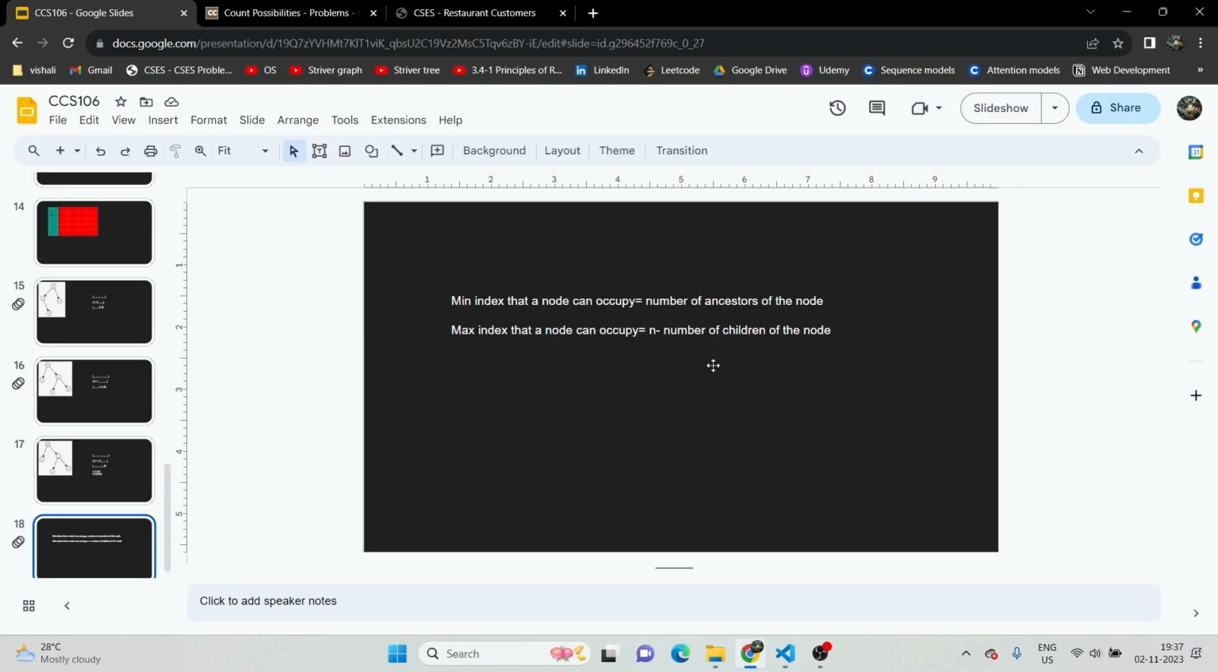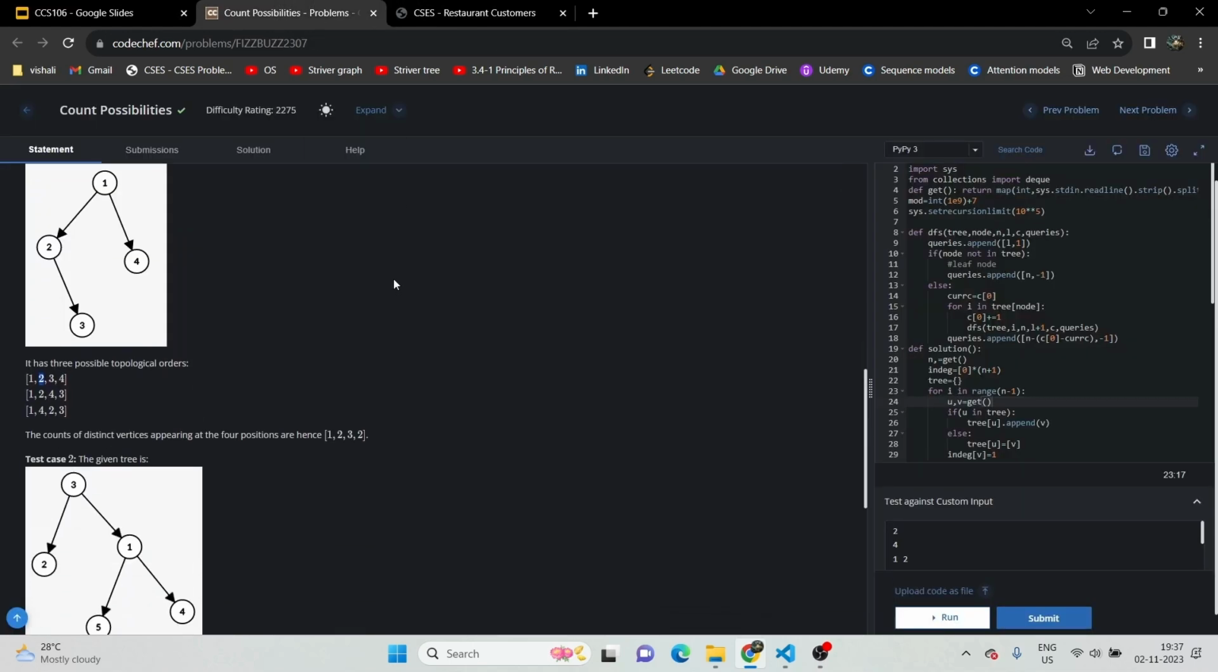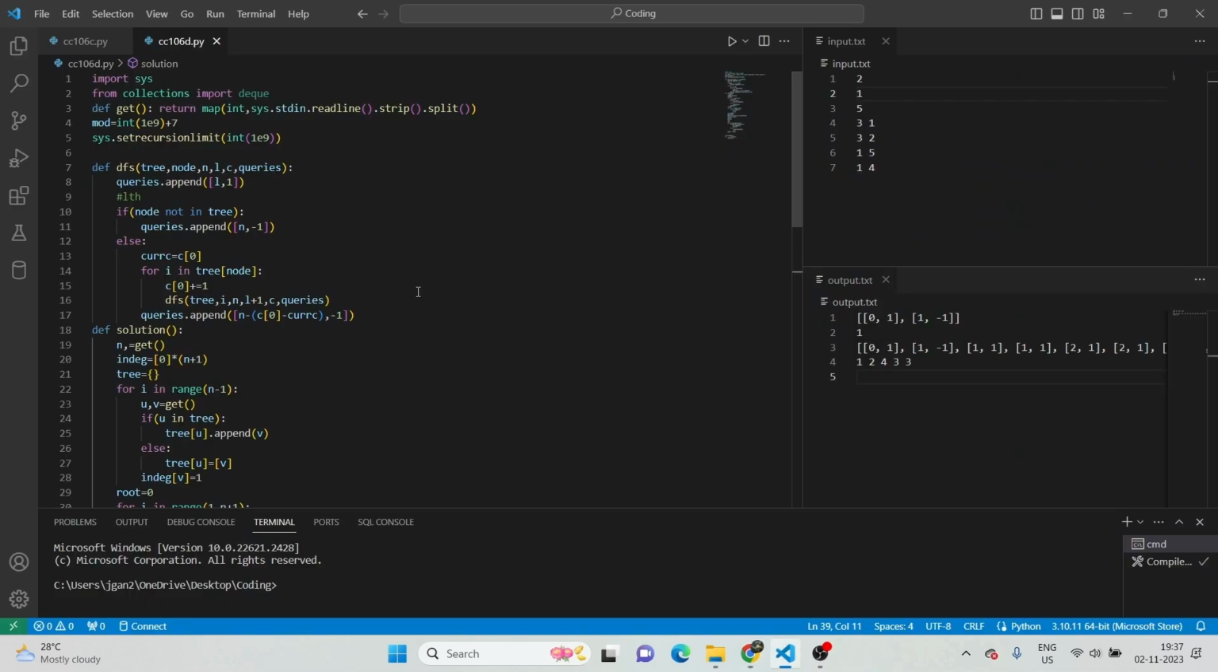The maximum index a node can occupy is n minus the number of children of the node. Why? Because it should appear before all of its children. So n minus the number of children of the node is the maximum index at which it can occur, and the node can occupy any index from the minimum index to the maximum index. So for each node, we have to calculate the level as well as the number of children. If we calculate that, the question is basically over.